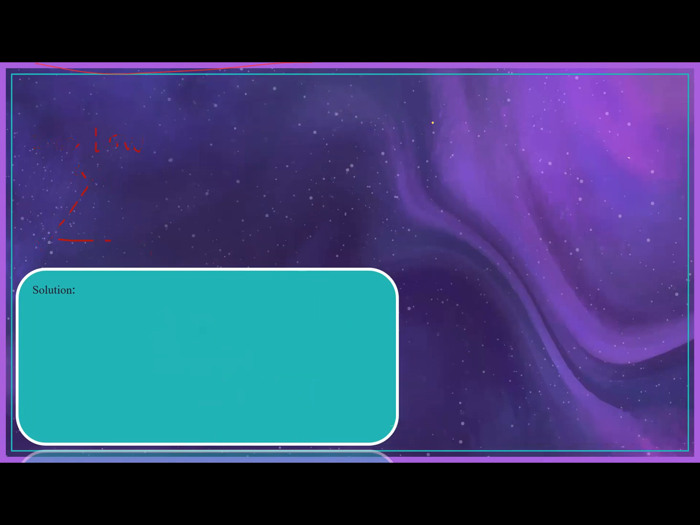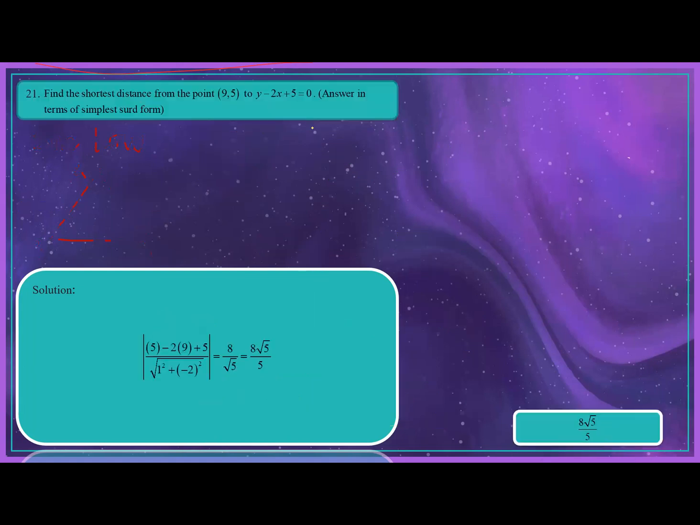21. Find the shortest distance from the point to a line. Okay, so there are 2 cases here. I already told the Philippine students because I was teaching them also for this. So there are two kinds of problem for this. There is a line to point. Basically, the shortest distance between a line to a point or point to a line, that's just the same.